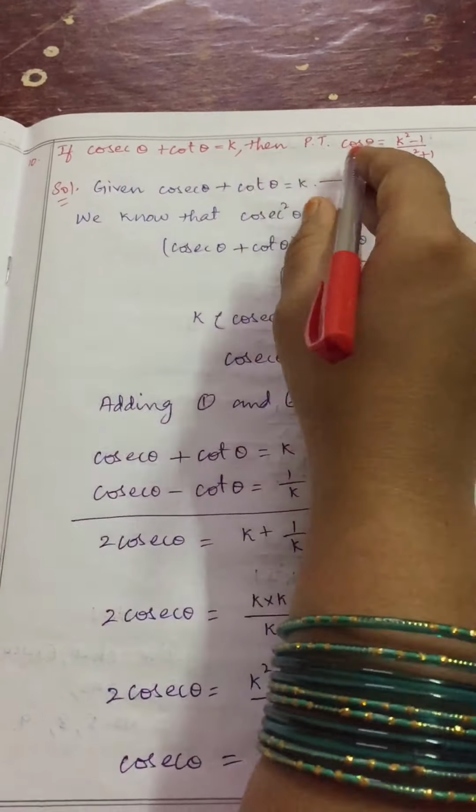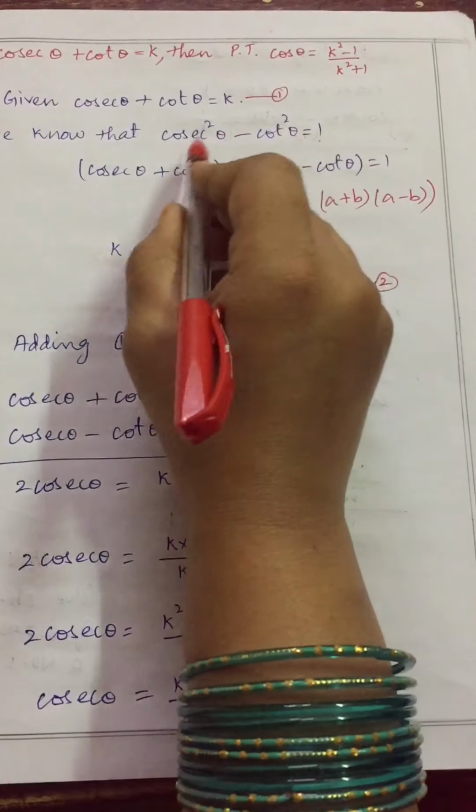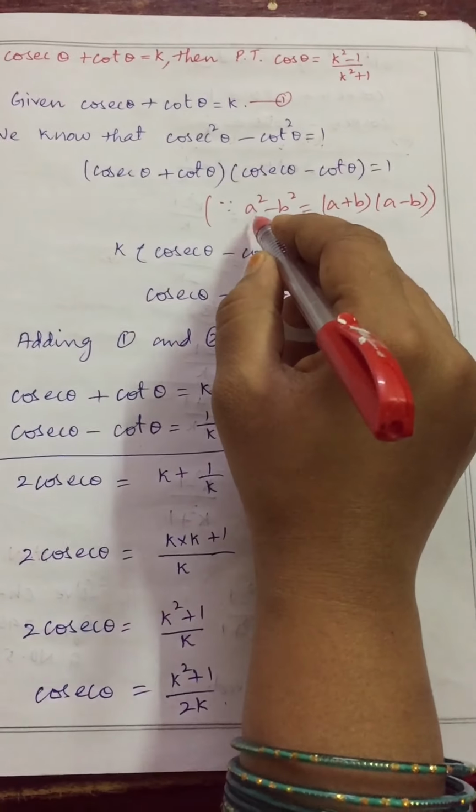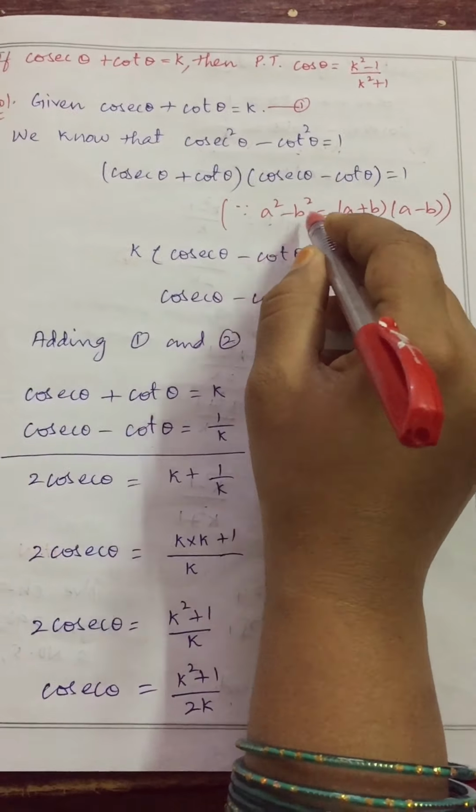And we know that cosecant square theta minus cot square theta equal to 1. One identity is there. Yes. So that's why we are writing that identity, cosecant square theta minus cot square theta equal to 1. Now suppose this is in the form of a square minus b square. So we have the formula a square minus b square, that is nothing but (a plus b) into (a minus b).